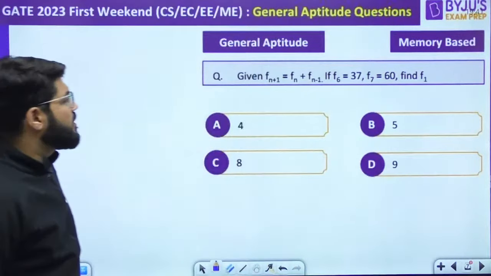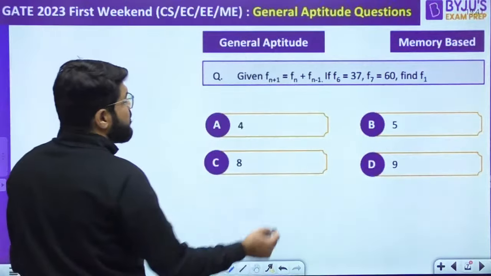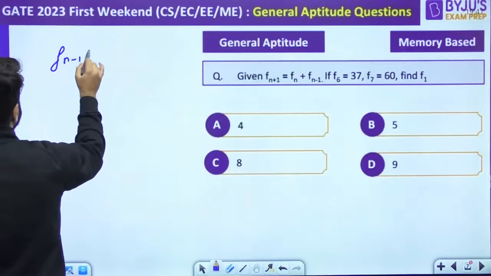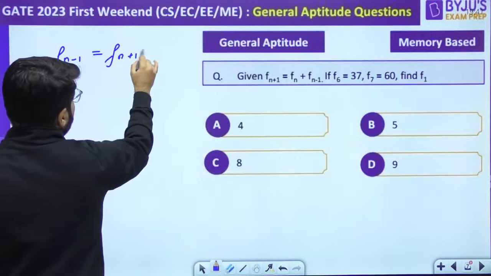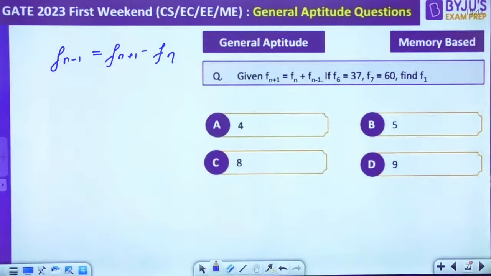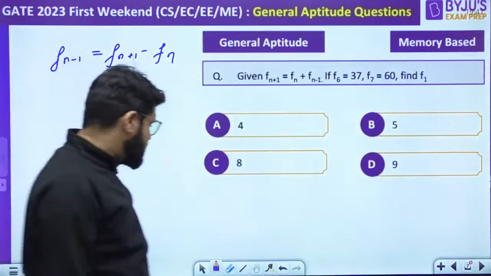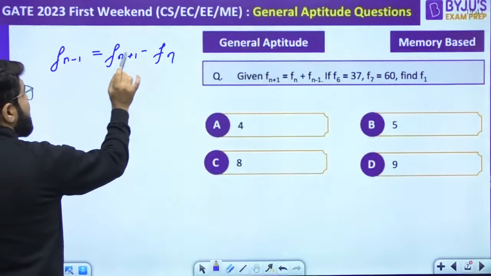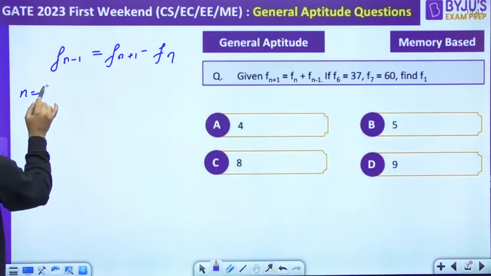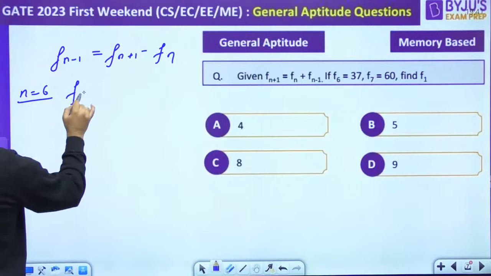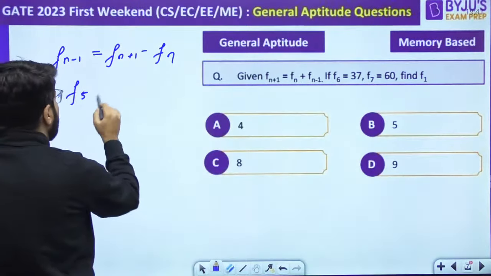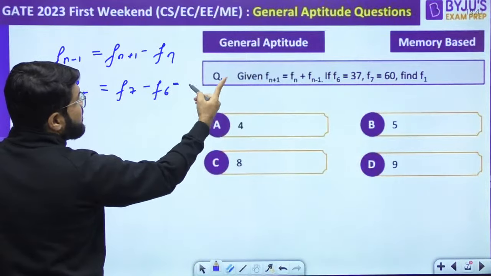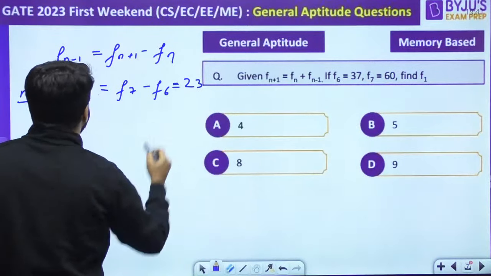Given that fn plus 1 equal to fn plus fn minus 1, and we are given f6 and f7, we have to go to f1. So we'll start reverse. Fn minus 1 equal to fn plus 1 minus the fn. Is that okay? Now, f6 and f7 is given. So straight away if I write down n equal to 6, I get f5, fn minus 1. The reverse dana hai. So f5 will be how much? The f7 minus f6. And f7 minus f6 will be equal to the 23, dear, right?